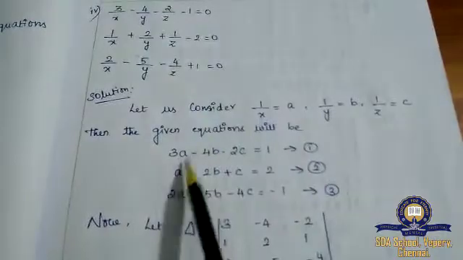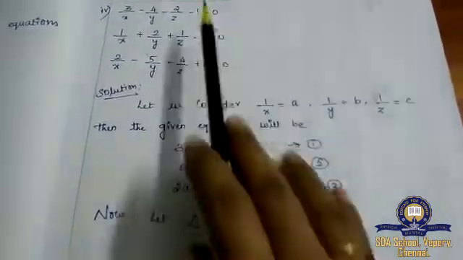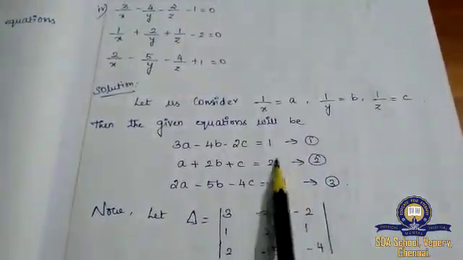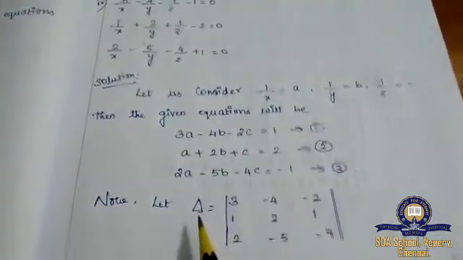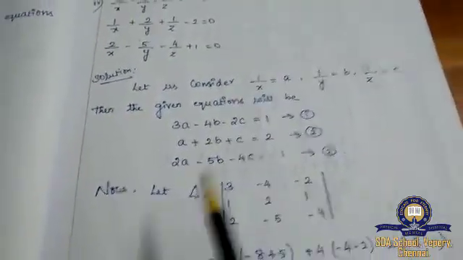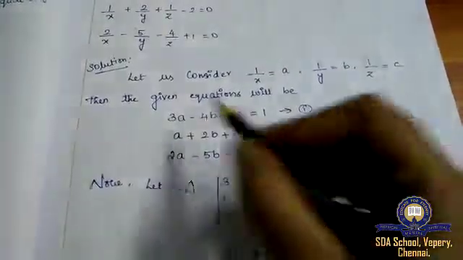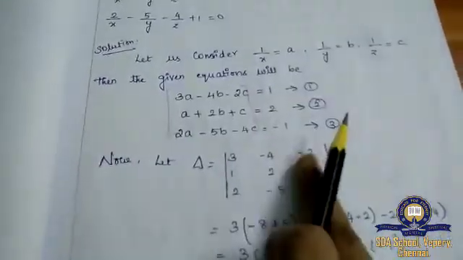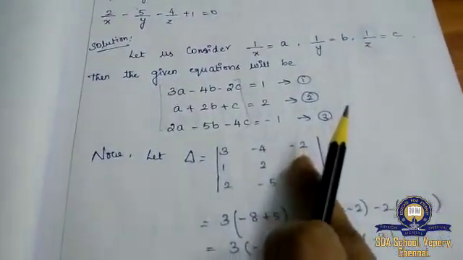Okay, so now see how my equations become. 3a minus 4b minus 2c equal to 1, and similarly the other two equations. So first, as I told, you need to find the delta value. Delta value in this part. So I've taken the coefficients of a, b, c, right? After that we need to find the determinant value.